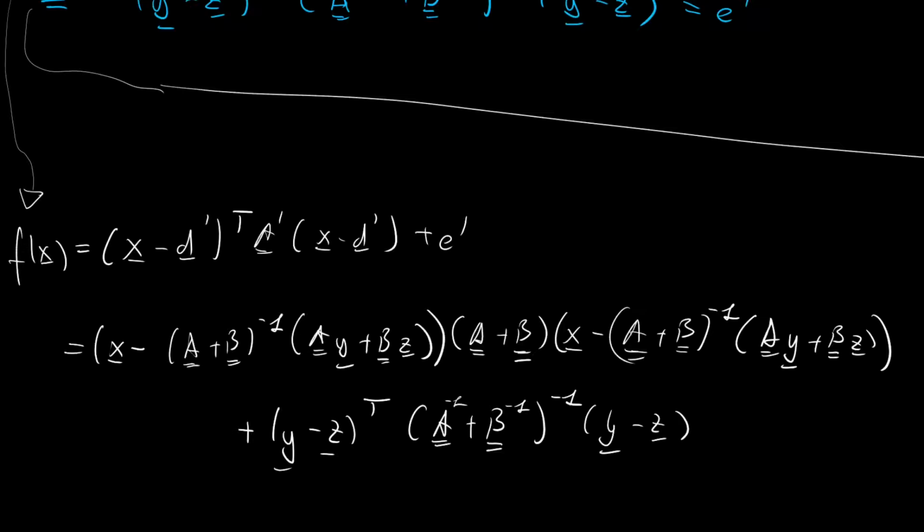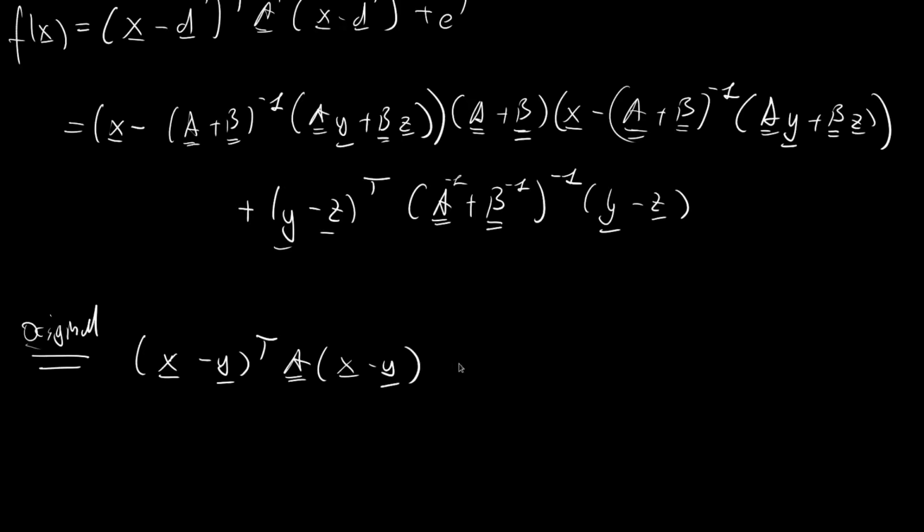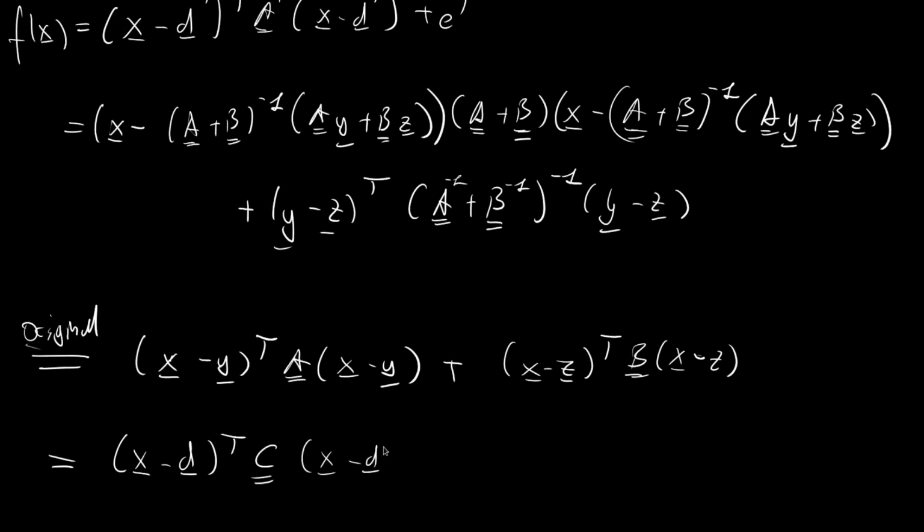And recall what the original problem was. The original problem was the sum of 2 quadratic forms, and it was given as (x minus y) transpose times a matrix A times (x minus y) plus (x minus z) transpose times the matrix B times (x minus z). And we wanted to bring it in the form of (x minus d) transpose matrix C times (x minus d) plus an e. And then we can find these coefficients.